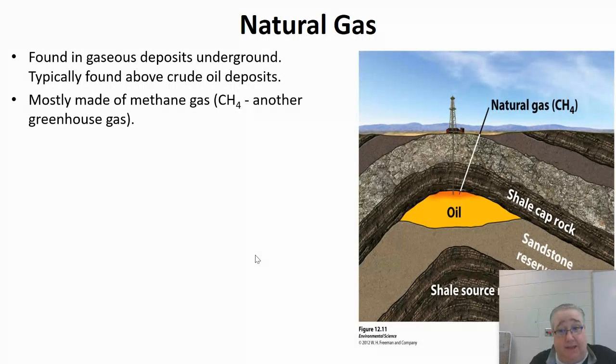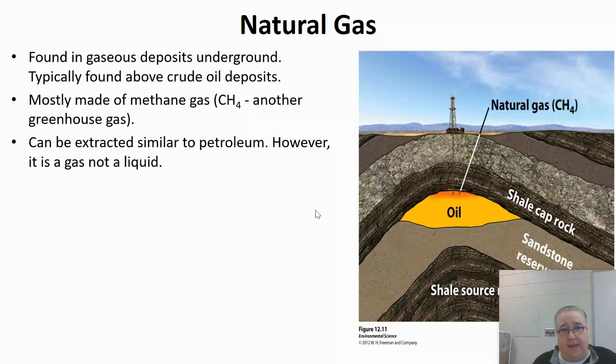Now, natural gas is basically methane. It's a hydrocarbon. That's basically what it is. So whenever we access natural gas, we're basically just pulling methane gas from under the Earth's surface and bringing it up to the surface. Now, extracting it is similar to extracting oil, but again, it's in the gaseous state. It's not in the liquid state.